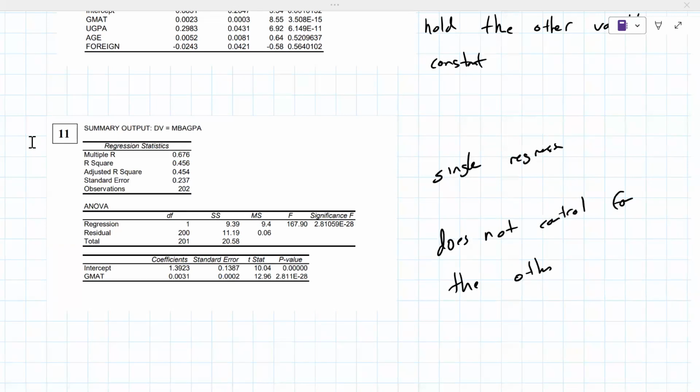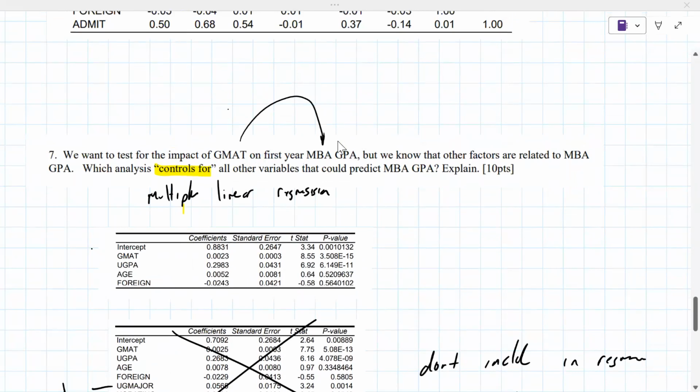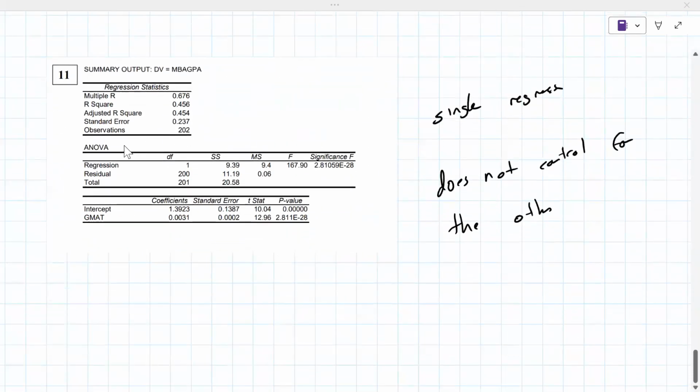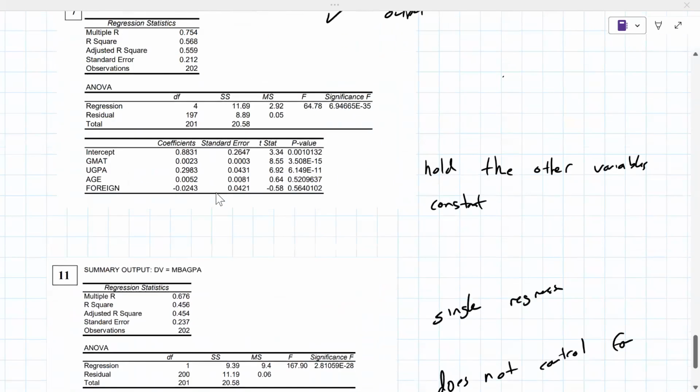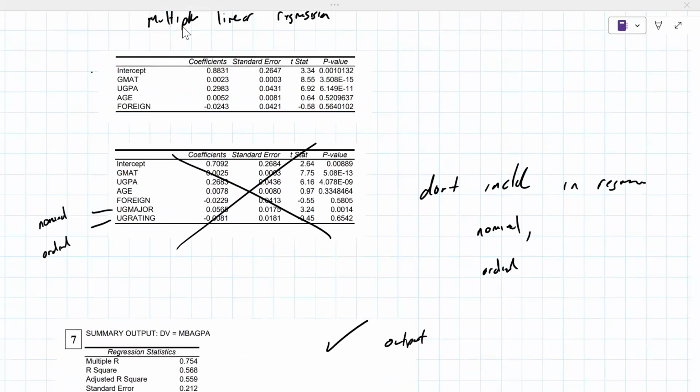Yeah, because if it just asked, we want to test for the impact of GMAT on first year MBA GPA, but it avoids the controls for all the variables, then it would be 11. But the words controls for mean use a multiple linear regression, but furthermore, only use the multiple linear regression that includes the variables that you can use regression for, which means you cannot include UG major and UG rating because those are nominal and ordinal. Oh, gotcha.